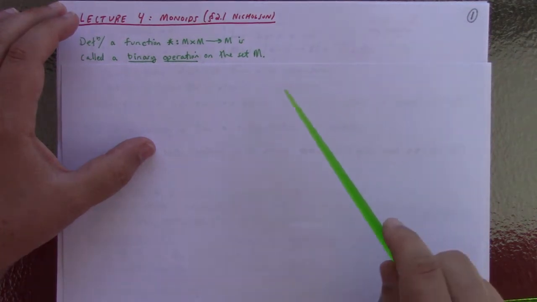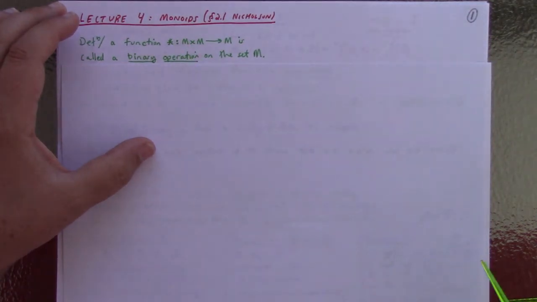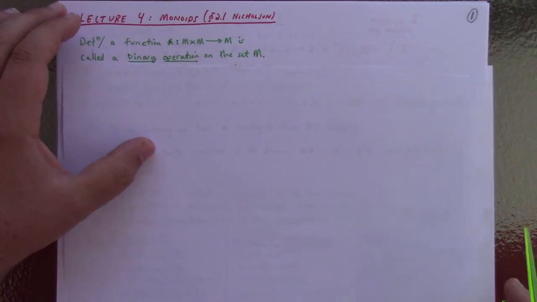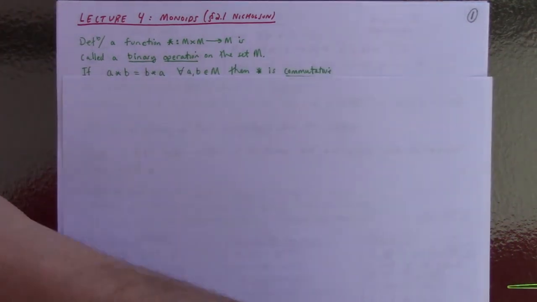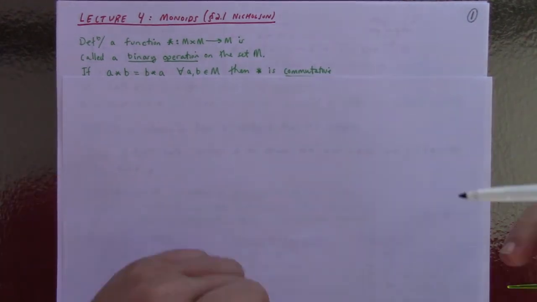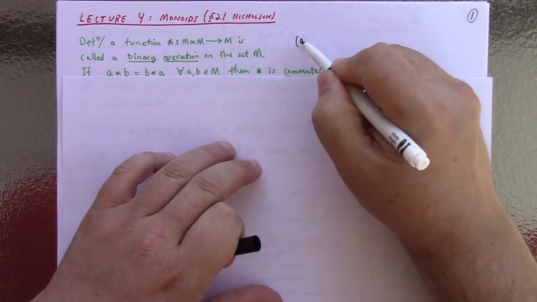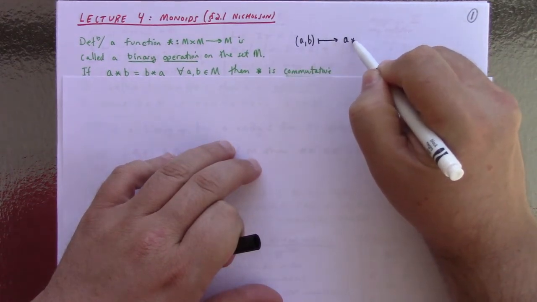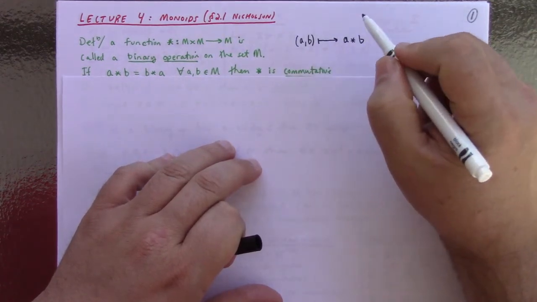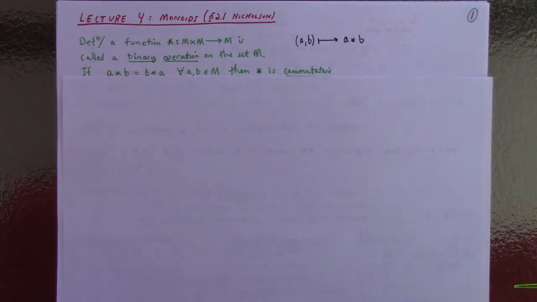So basically this is just a way of taking in a pair of things and outputting a single thing in the set again. Oh, I forgot to write, you might write it like this. So we have (a, b), and it maps to a star b for the moment, and that's assumed to be a single thing. This is a binary operation. It's a single way of assigning a particular object in the set M from a pair.